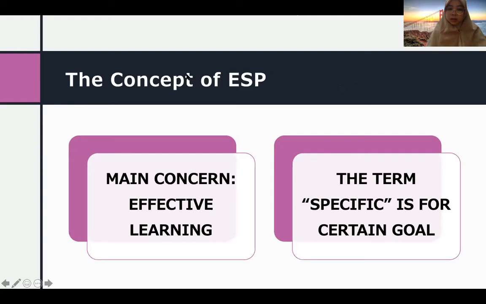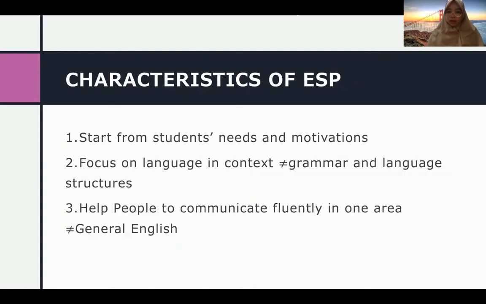Okay, next is about the concept of ESP. The main concern of ESP is to give effective learning. Effective learning here means that the teacher should focus on a certain goal of the learner. Since the term specific here means a certain goal or specific goal, it can be limited to one goal. Refer to the concept of ESP.